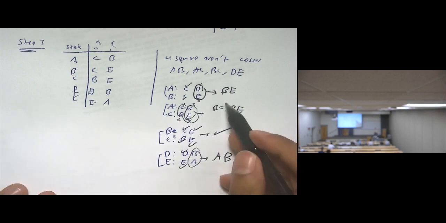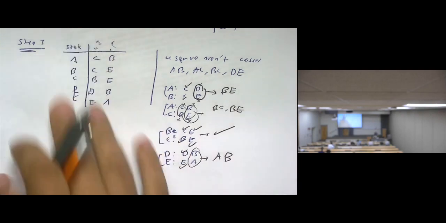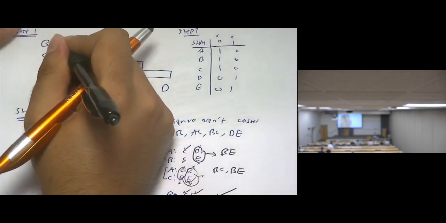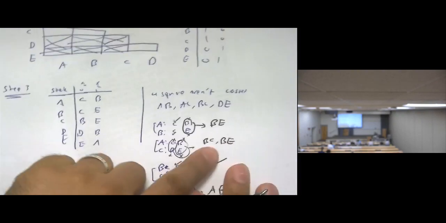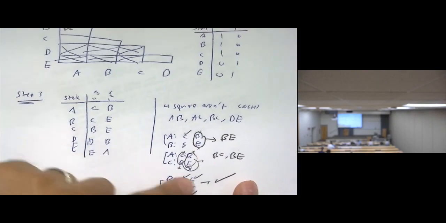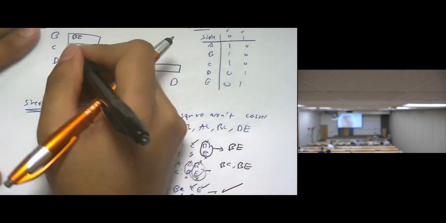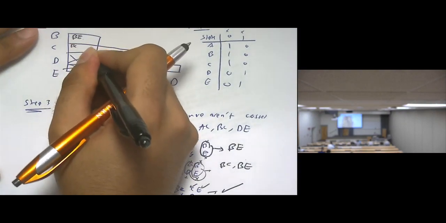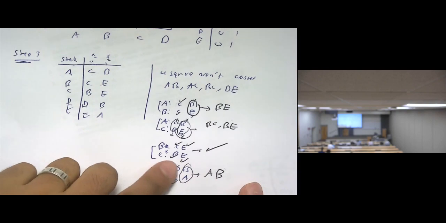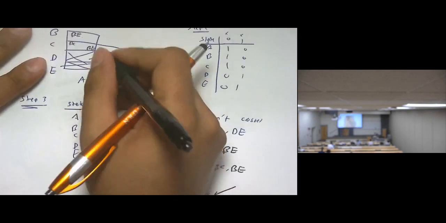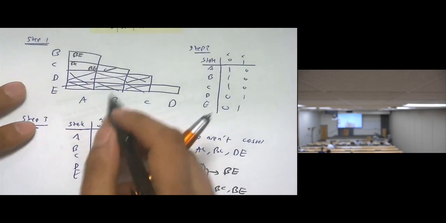Okay, now insert this into the implication table. So we will say that here is BE. At AC we have BC, BE. Here is BC, BE. And in BC, this part will be a check mark. Then in DE will be AB. DE, here is AB.